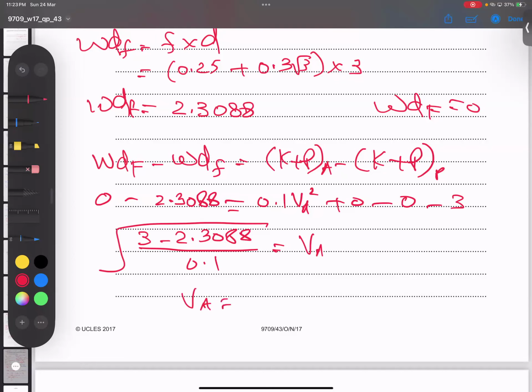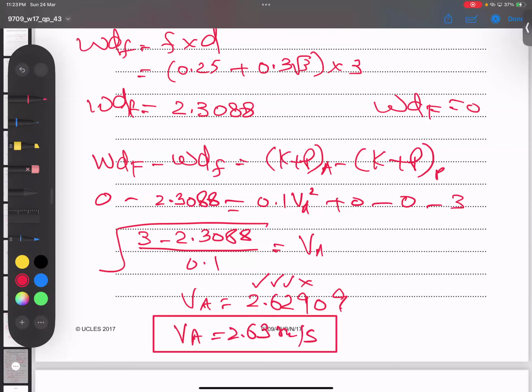So let me type in the calculator parallel with you. Inshallah, I believe you'll understand. Let me check. Root of 3 minus 2.3088, divided by 0.1. And my answer is coming 2.629. Hold on, let me write. Sorry, please let me check again. 2.62908 or 09, I don't want that. Velocity at A is 2.63 meters per second. Alhamdulillah rabbil alameen. I believe the point is very clear, and it's a little bit complicated question, but we have done it well. Alhamdulillah rabbil alameen.